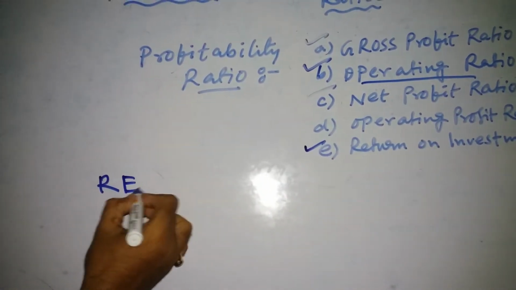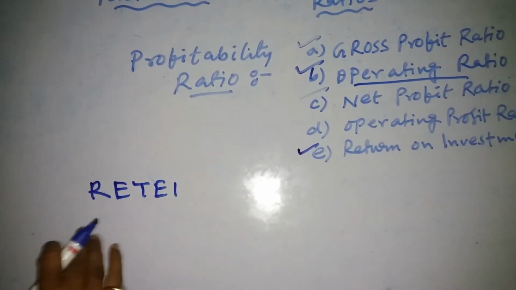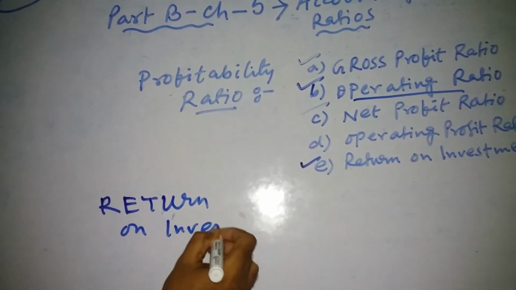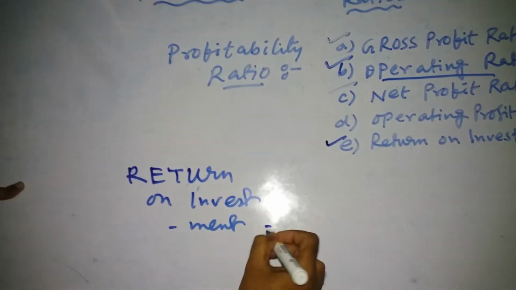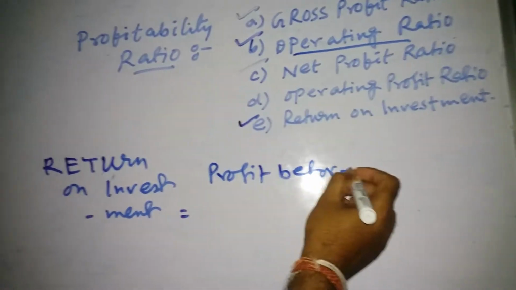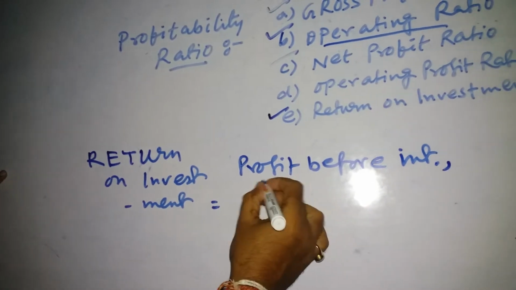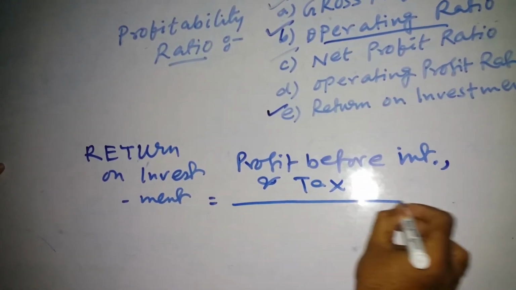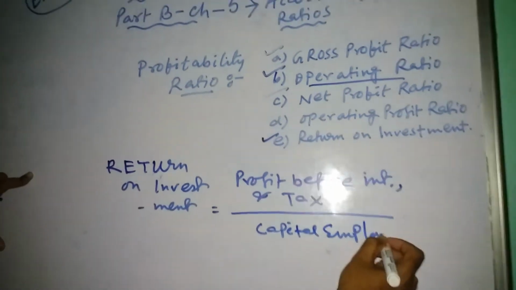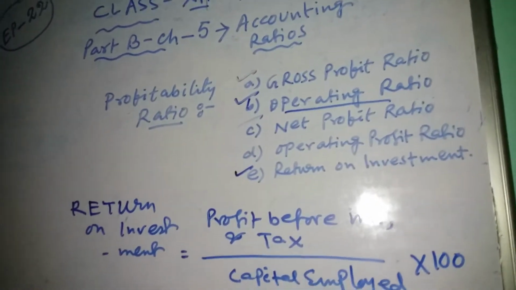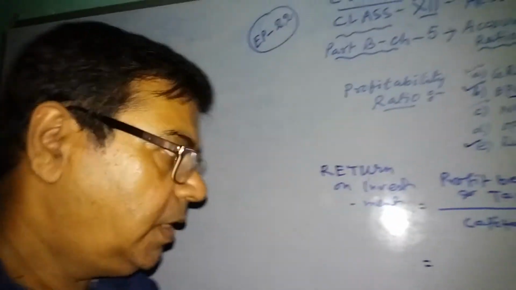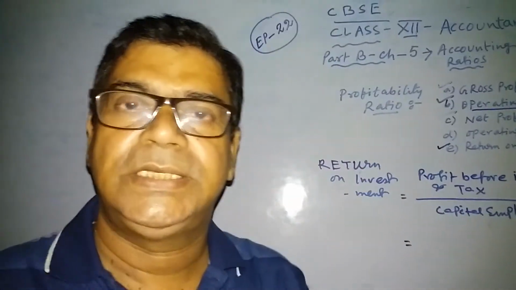Return on investment. Formula is profit before interest and tax by capital employed into 100. Profit before interest and tax.